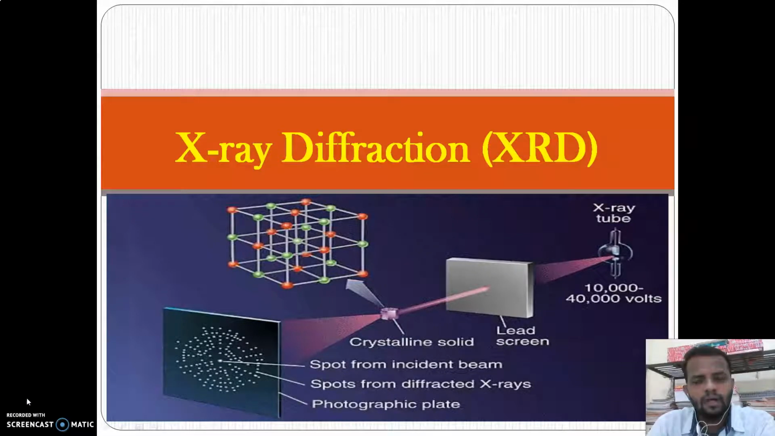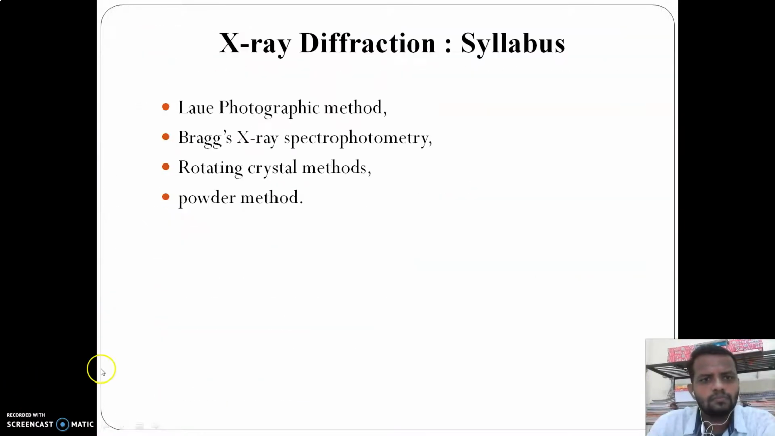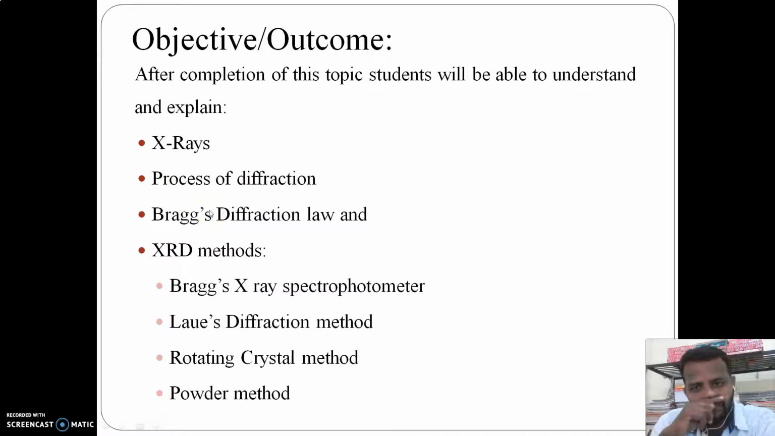Hello students. Today's lecture is on the instrumentation part of X-ray diffraction methodology. Under this we can see the basic components of the syllabus for this point: the Laue photographic method, Bragg's X-ray spectrophotometry method, rotation crystal method and powder method. The basic objective of this presentation is that after completion of this topic, the students will be able to understand the concept of Bragg's X-ray spectrophotometer, the Laue diffraction method, rotating crystal method, and powder method.